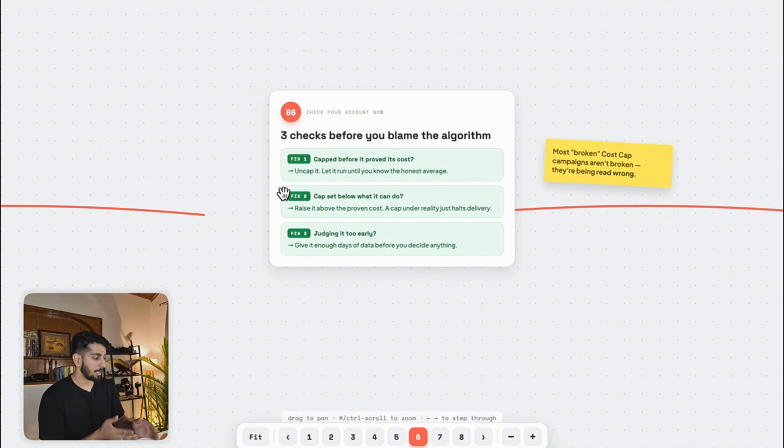Number two, is your cap set below what it's realistically capable of? This is a very important question to ask. And number three, have you actually given it enough days of data before judging it? Most broken cost cap campaigns aren't actually broken. And trust me, again, we do audits every single day for multiple accounts. And I can tell you with experience, it's not the case where the cost cap campaign is actually broken. It's just people don't know how to read the data the right way, if they are even giving it enough time to get proper data, right?